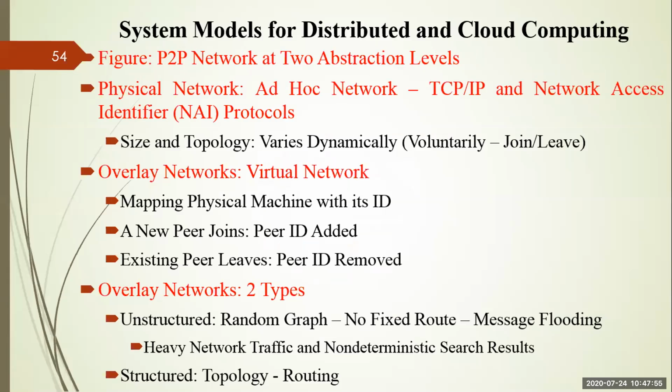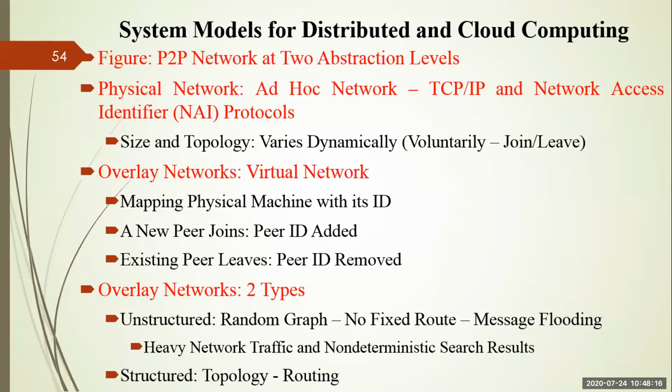The physical network is a temporary network. Ad hoc means a temporary network. Temporary network means that at any point of time a system may leave, and at any point of time a system may join. So what kind of protocols are used in the physical network? You are aware of the TCP/IP protocol. You may be aware of the OSI ISO reference model, in which 7 layers are there.